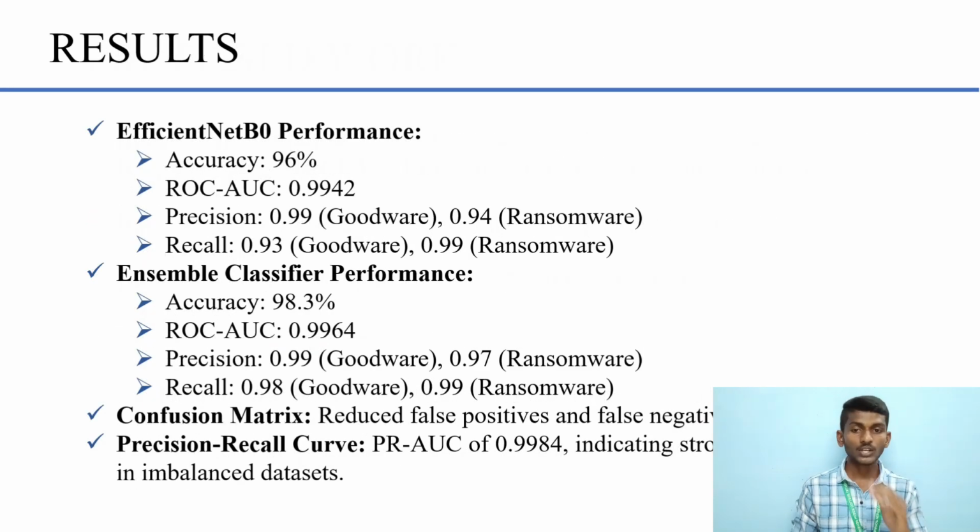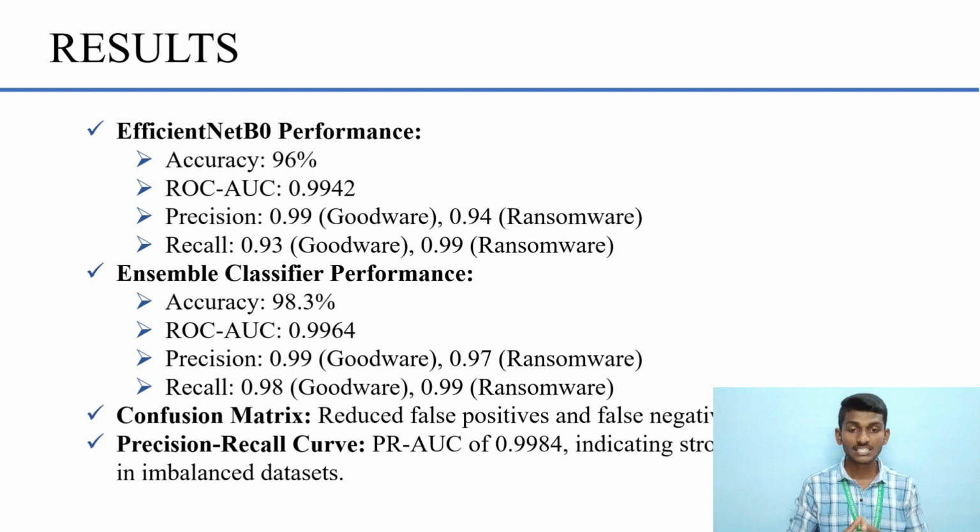Results. EfficientNet B0 performance. Here I say to you, accuracy is 96% when we only use the images with the pre-trained model. Compare these two and we train the model, that's 96%. ROC is 99.42 and the precision is 0.99 for goodware and 0.94 for ransomware. Recall is 0.93 for goodware and 0.99 for ransomware. It's the result of EfficientNet B0 performance.